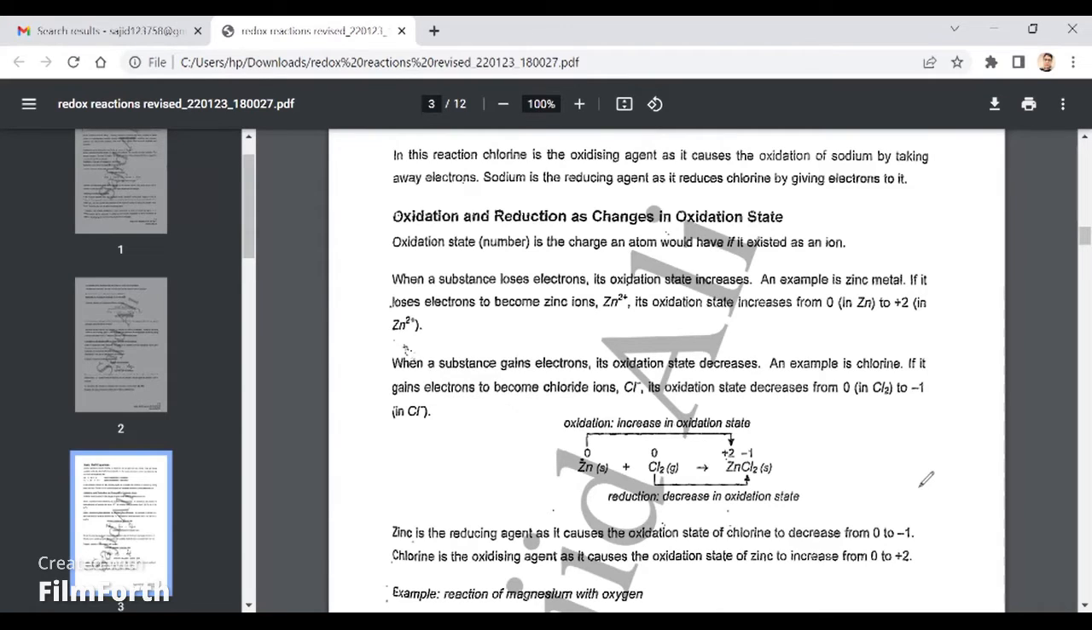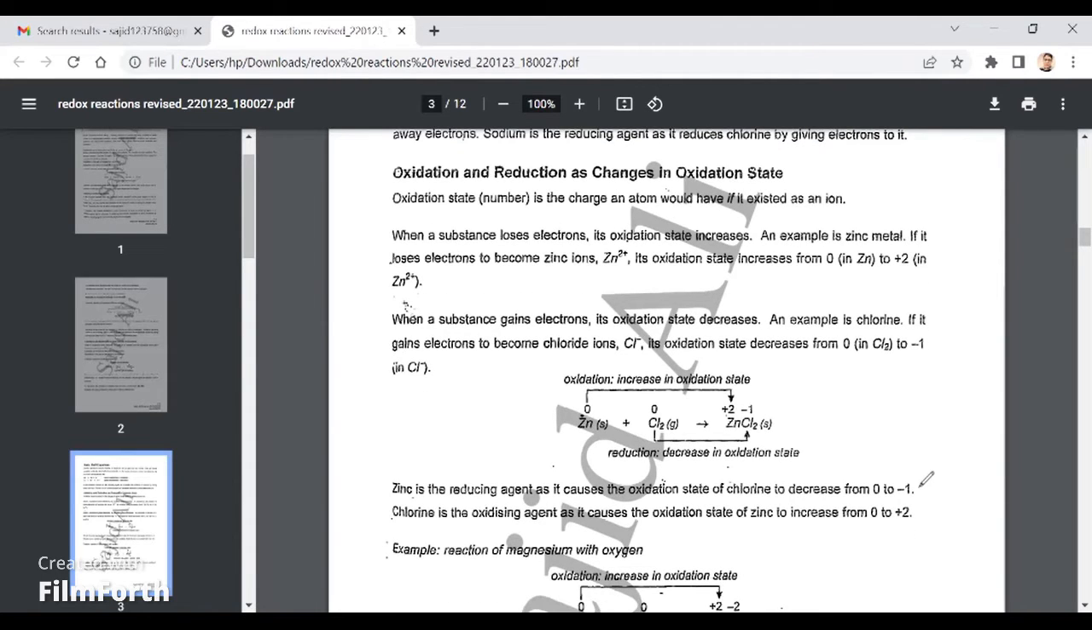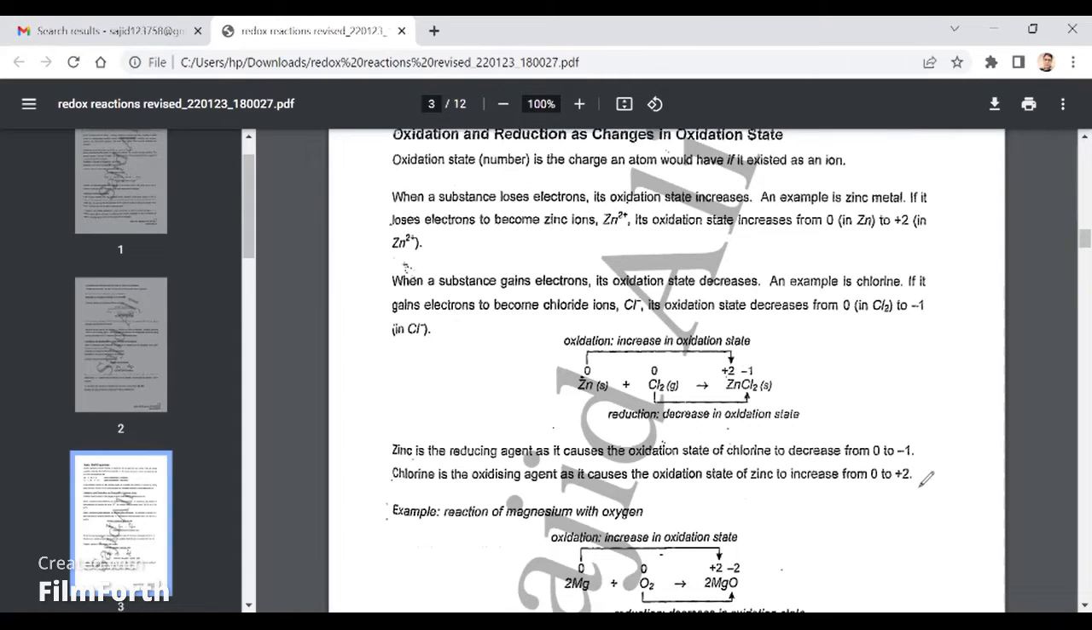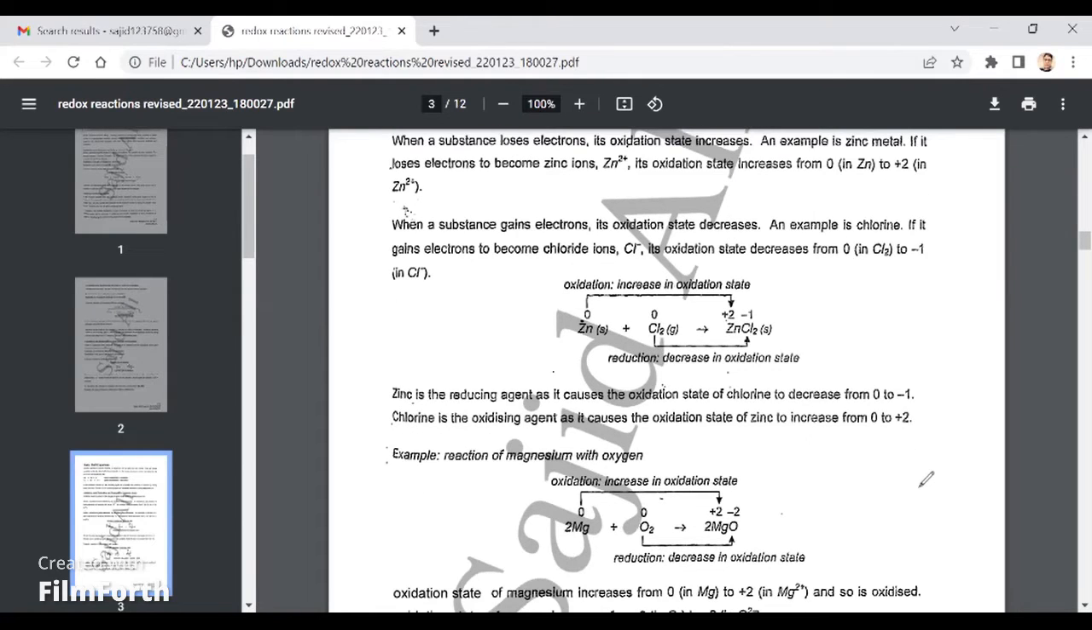Whereas when an element in a compound gains electrons, that is called reduction. Sorry, when a substance gains electrons, it is reduction, and we would say that the oxidation state has decreased. An example is chlorine: if it gains electrons to become chloride ions, its oxidation state decreases from 0 to -1. So that is a decrease in oxidation state. So this is reduction. Okay, beta? Okay, sir.